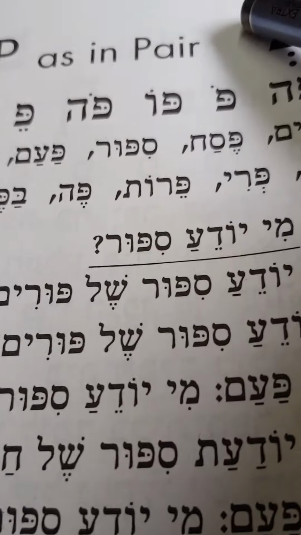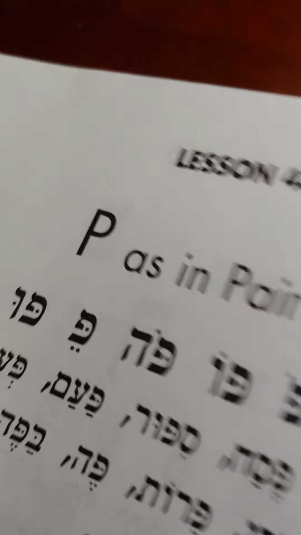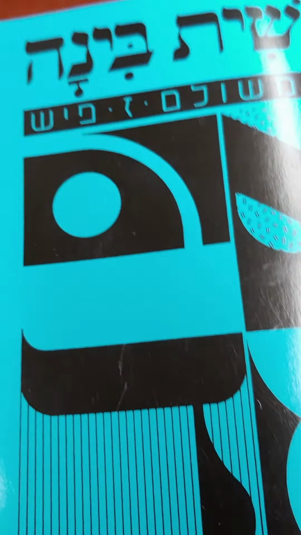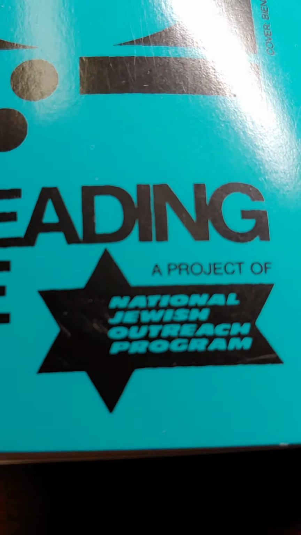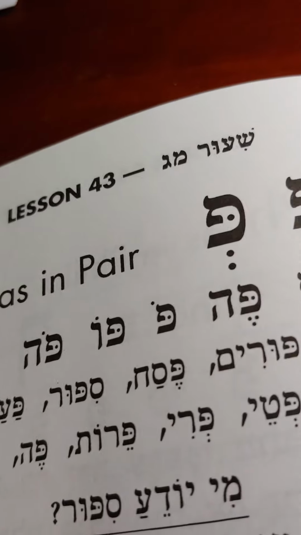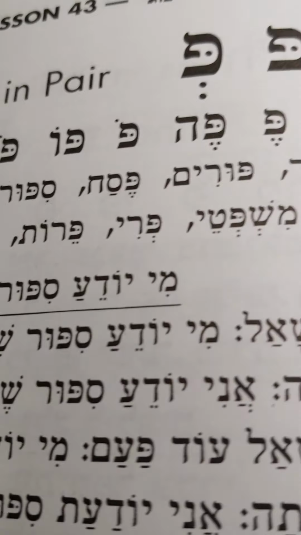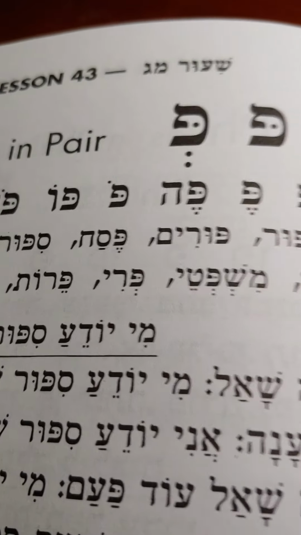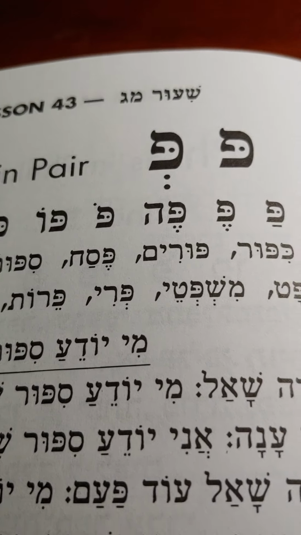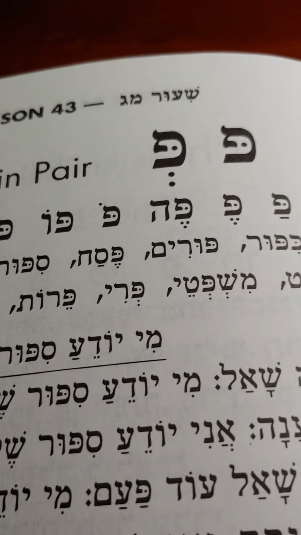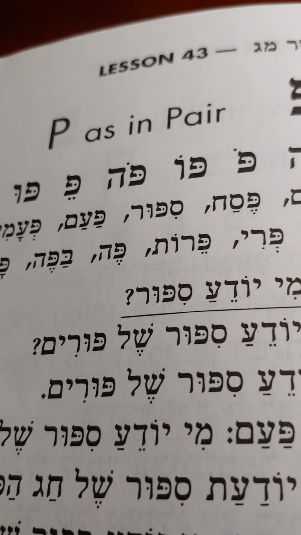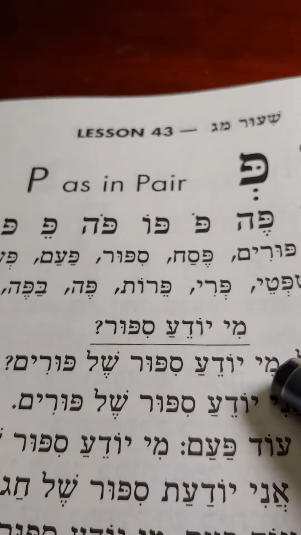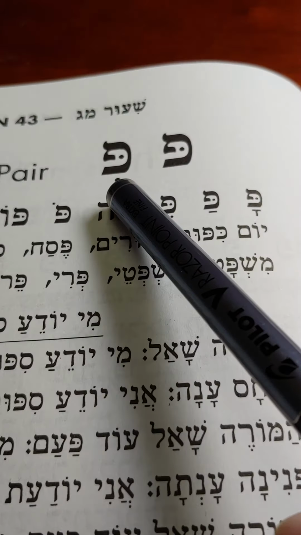Mem is 40, Gimel is 3. And we are using the Reshit Bina text. This is from the Hebrew Reading Crash Course of the National Jewish Outreach Program. I've been teaching this course every year since 1991, when it first began, and hundreds of thousands of people have successfully gone through this course to become fluent readers in Hebrew. All right, it's a mitzvah.